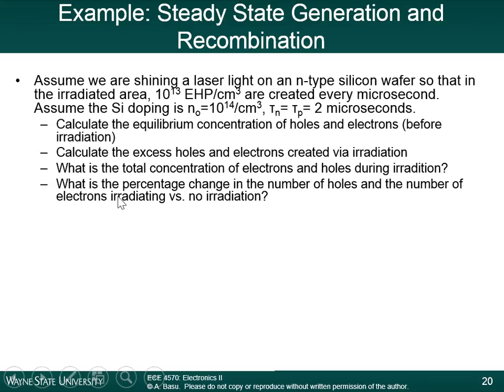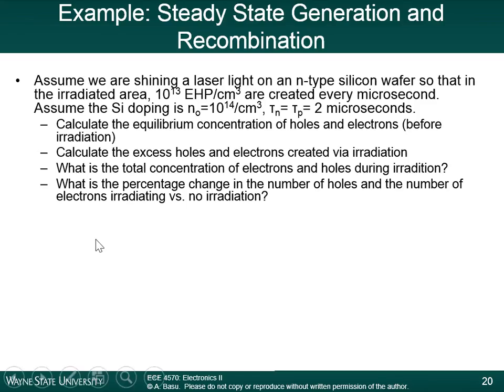There are several parts to this problem, and you'll have a problem like this in your homework too. If you do it now, it'll really save you time on the homework, and you'll also know if there are any parts you might be having trouble with. The first part is to calculate the equilibrium concentrations of holes and electrons. So here you're being asked to calculate N0 and P0. This is the electron and hole concentration just due to doping, with no light on the material.